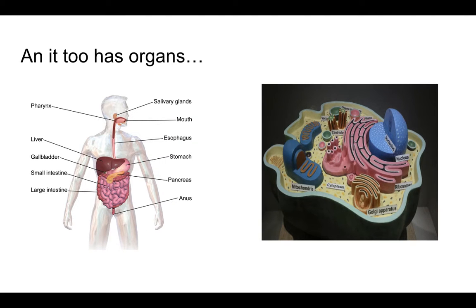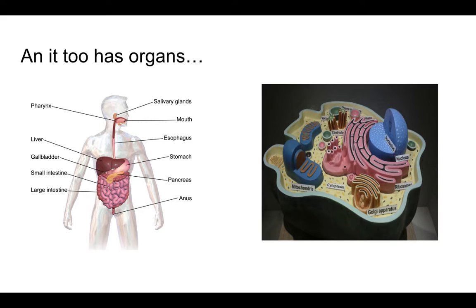So all cells have organs, and I want you to pay attention to what they are called. Just like our human body has our digestive system, our brain, our reproductive system, the cell has very similar structures within. So mitochondria, cytoplasm, Golgi body apparatus, ribosomes, nucleus, vacuoles, lysosomes, and we'll go over the organelles as they come across.